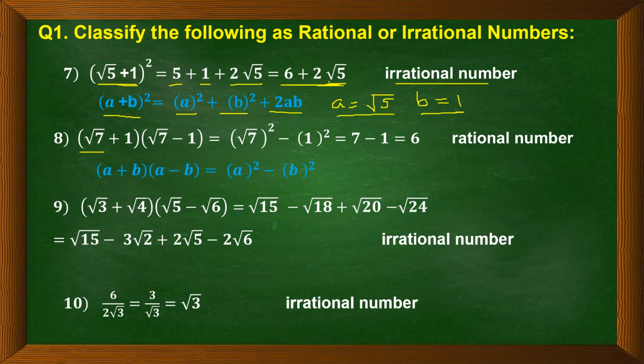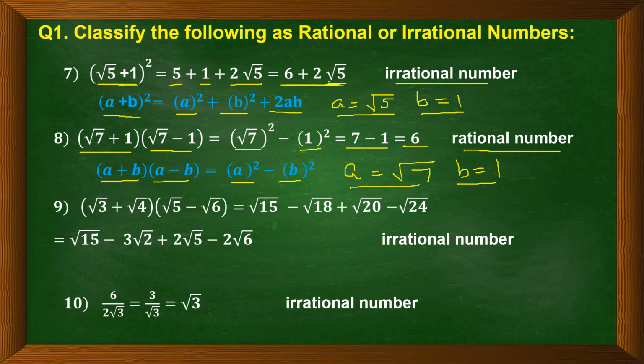We have two brackets, root 7 plus 1 and root 7 minus 1. Now if you observe it, they are a plus b and a minus b. That means we can use identity 3 over here, which says that a plus b into a minus b is equal to a square minus b square. Over here, a is our root 7 and b is equal to 1. Now put the value of a and b in the identity. We will write square of root 7 minus square of 1. Square of root 7 is 7. 7 minus 1 is 6. Now 6 is a rational number. Therefore we can say our eighth part is a rational number.